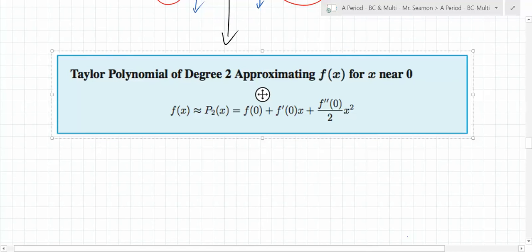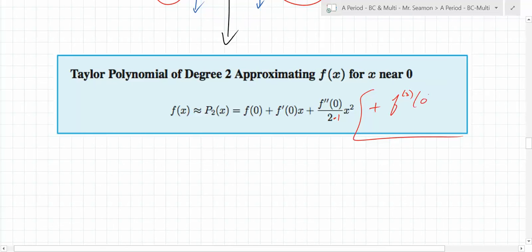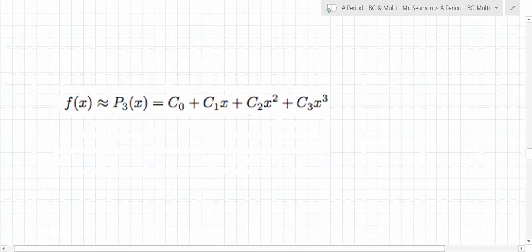We just did this. We had f of 0, we had f prime of 0 times x, and we had the second derivative over 2. Remember, it was 1 over 2. It was 2 times 1. Did you see me writing that in? Does anybody want to guess what the next term is going to be if you kept this going? f triple prime of 0 over 3 times 2 times 1, x cubed. So instead of 3 times 2 times 1, what can you write? Yeah, exactly. You can do this out if you really wanted to.